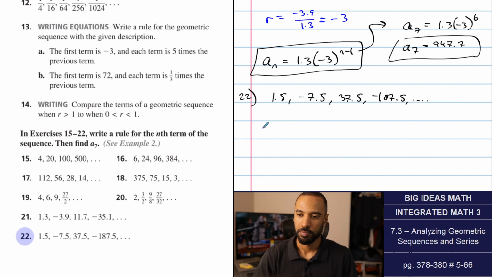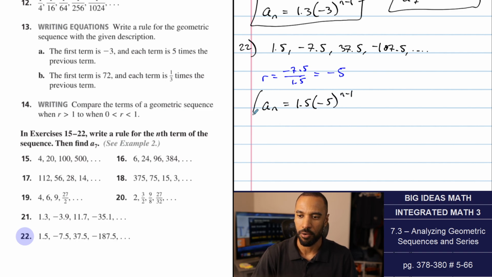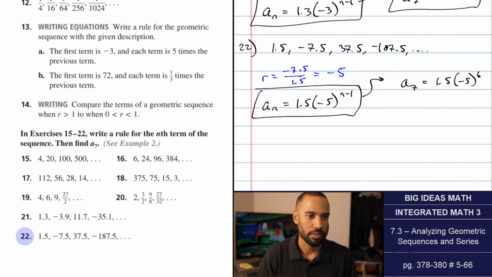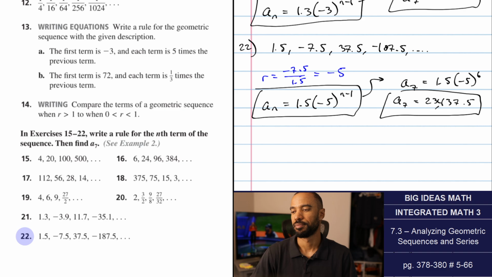Your common ratio, I think we did this division a bit ago, right? Something like it at least. This is -5. So you have a sub n equals 1.5 times -5 to the n minus 1 power. So for that 7th term, raise it to the 6th power. And let me calculate this one second. Positive 23437.5. 23,000, y'all. Okay.